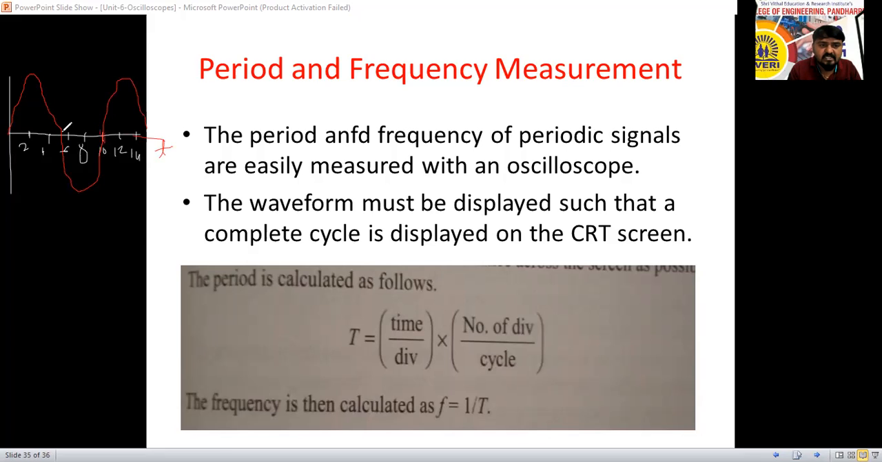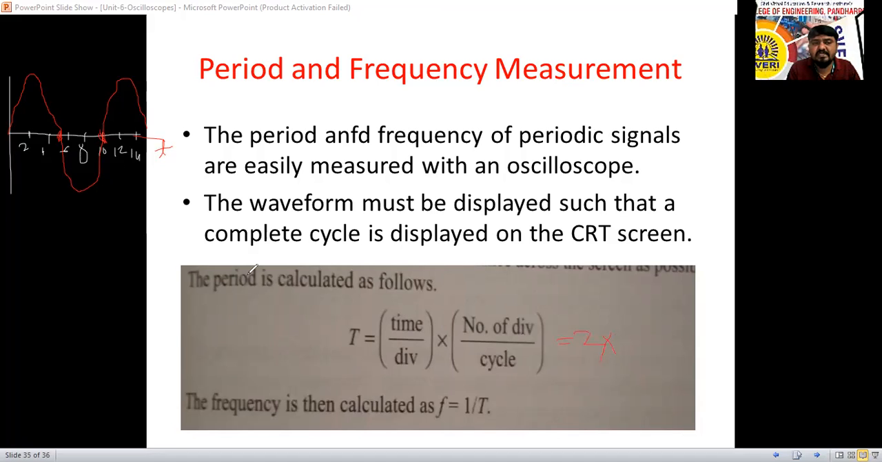For half cycle, it is considered 5. Here 4 is there, 6 is there. So 5 seconds it has considered. So total time for the time period is 10. According to this formula, we are going to consider: per division, how much time is set? 1 division, so 0 to 2 is there, 2 to 4 is there. What is the difference from one division to another? 2 is there. So per division we have set 2 seconds per division.